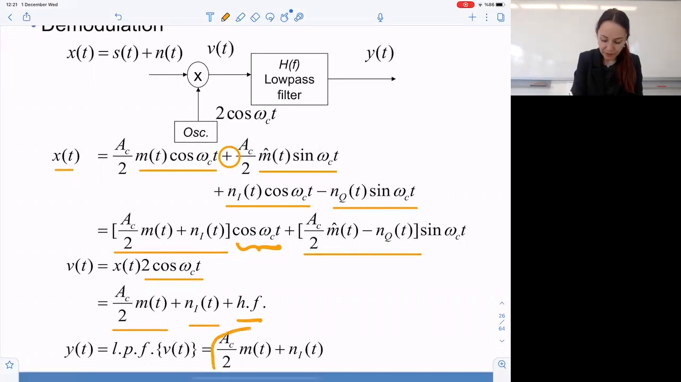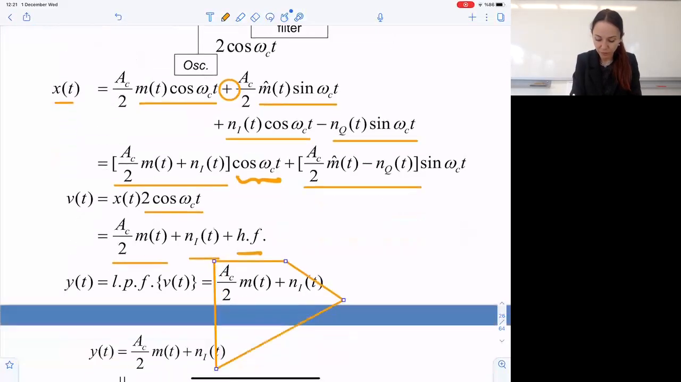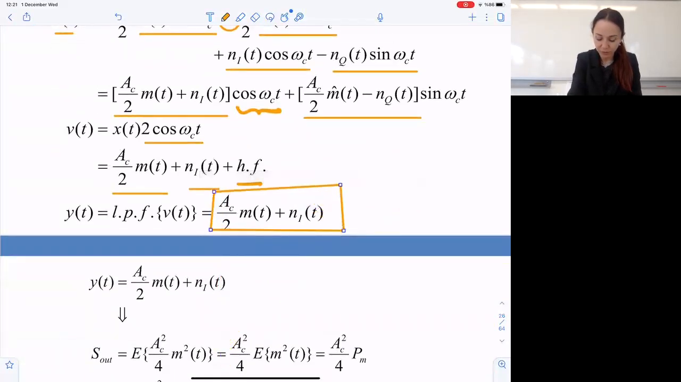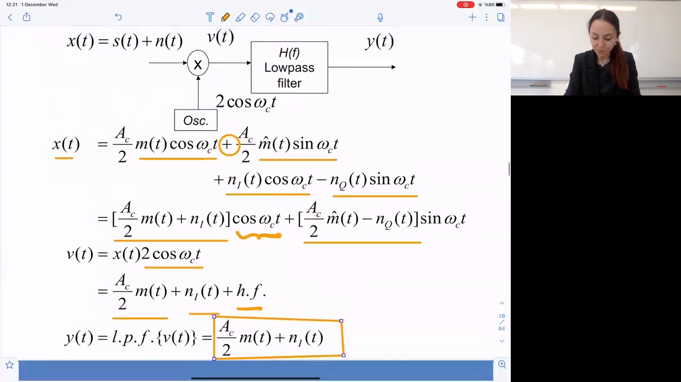Therefore, we get AC over 2 m of t plus the in-phase component of the noise. Wow, today I'm doing interesting polygons. Okay, so, all right.